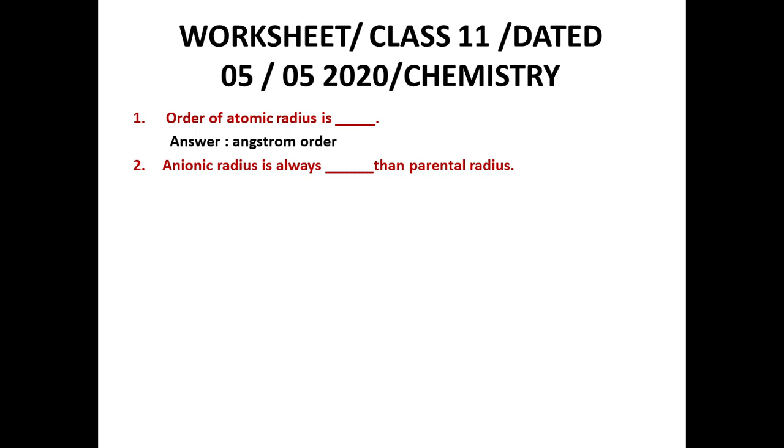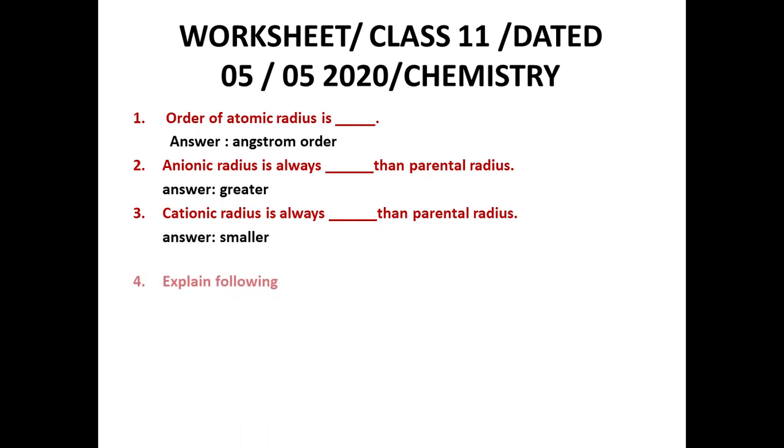Question number two, anionic radius is always, think about it, we made two conclusions from the ionic radii slide. The first conclusion is anionic radius is always greater than parental radius. So the answer is greater. And the second conclusion is cationic radius is always smaller than parental radius. Students, I told you that these are important statements, so you must remember these two statements.